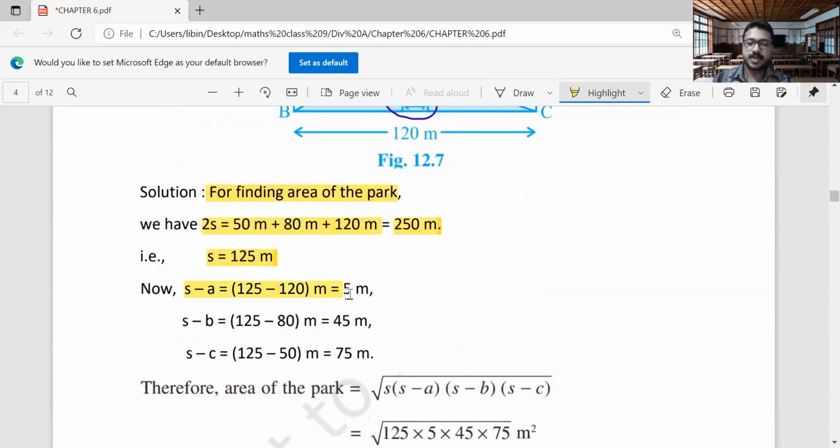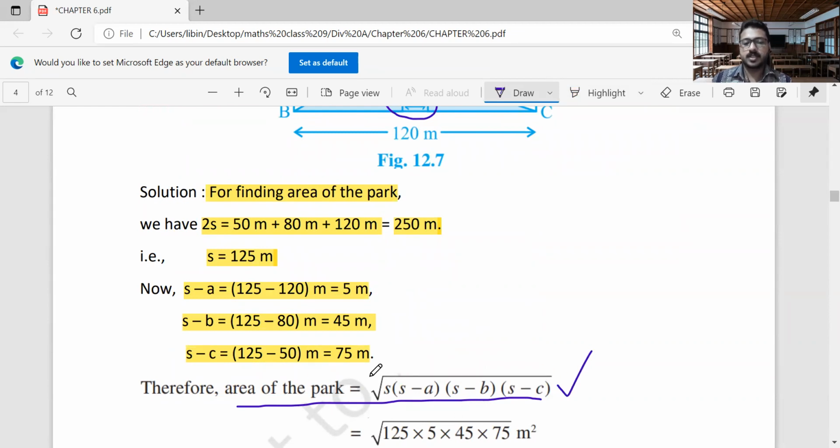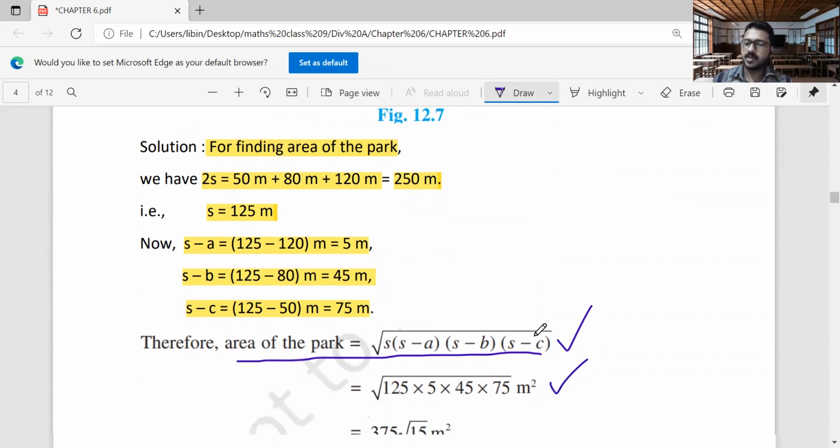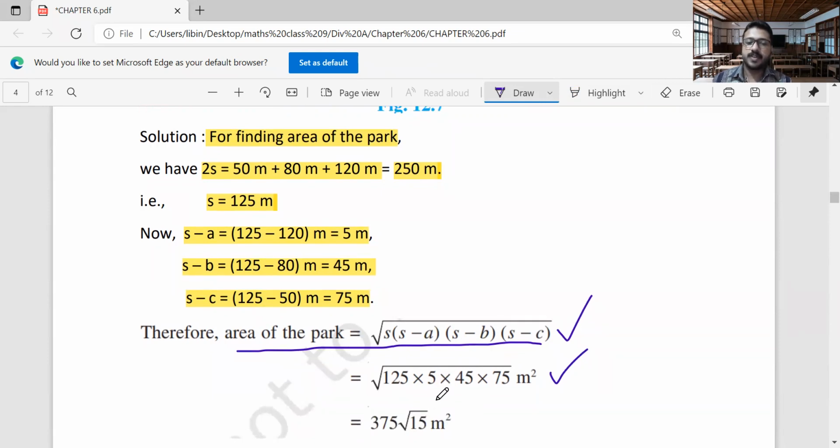Now we are finding s minus a, that is 5, and s minus b, that is 45, and s minus c as 75. And again, for the area of the park, first of all you should write square root of s into s minus a into s minus b into s minus c. Now we are just substituting all the values. That is square root of 125 into 5 into 45 into 75. Just substituting all the values, you can find the area of the park is 375 into square root of 15 meters square. That is the area of the park.